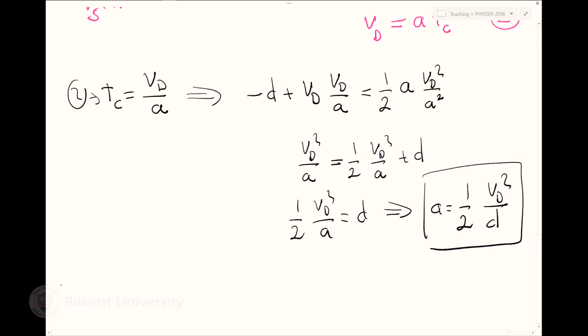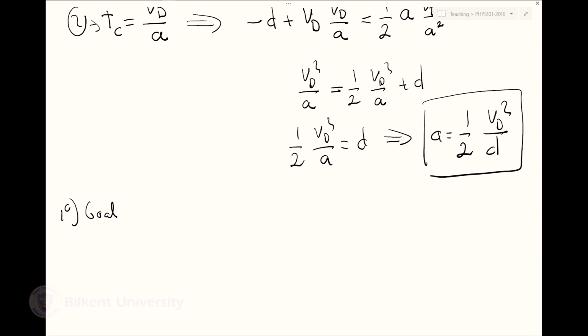Did I reach my goal? What was my goal? Finding the critical acceleration in terms of the given quantities. What was given? D and VD. Let's see. Did we reach our goal? Did we find this critical acceleration in terms of VD and D? Yes, we did. So we reached the goal.